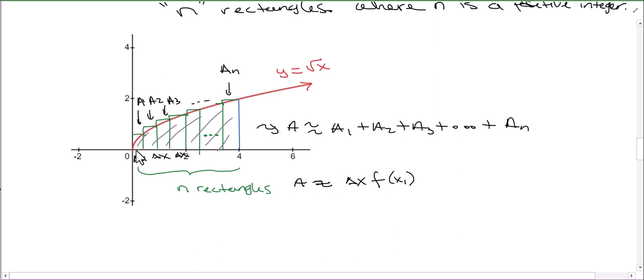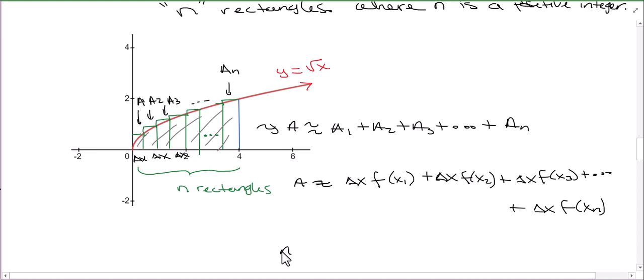Right, if I split it up into n equal pieces, plus the area of a2, which will be my delta x times f of x2, plus delta x, the base, all of them will have the same base, times f of x3, and so on, plus delta x times f of xn for the last rectangle. So what do they all have in common? They all have the delta x.